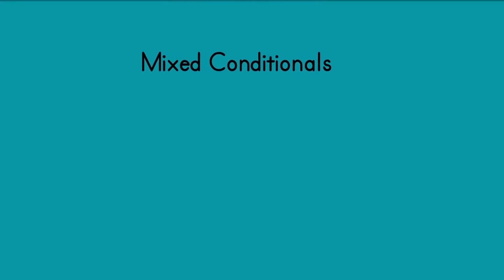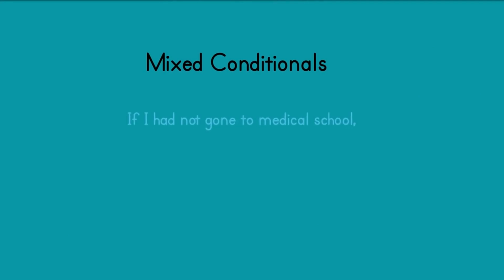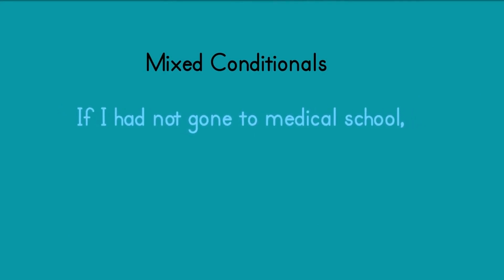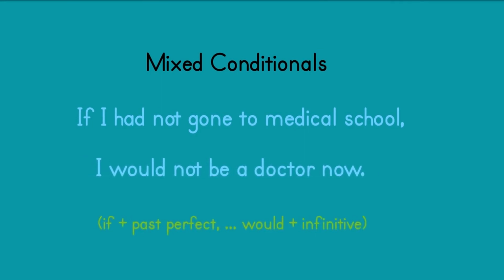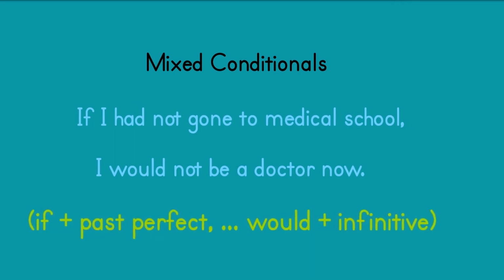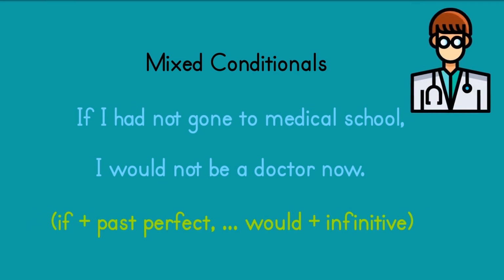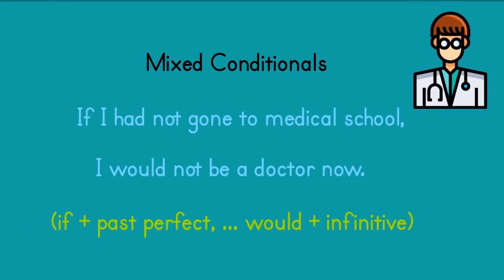Mixed conditionals use two conditional structures, that is, the zero through the third, to discuss two time periods. The most common mixed conditional is a mesh of the third and second conditionals to create a contrast between the past conditional and the present result. This type of mixed conditional expresses that if something had been different in the past, things would be different now.